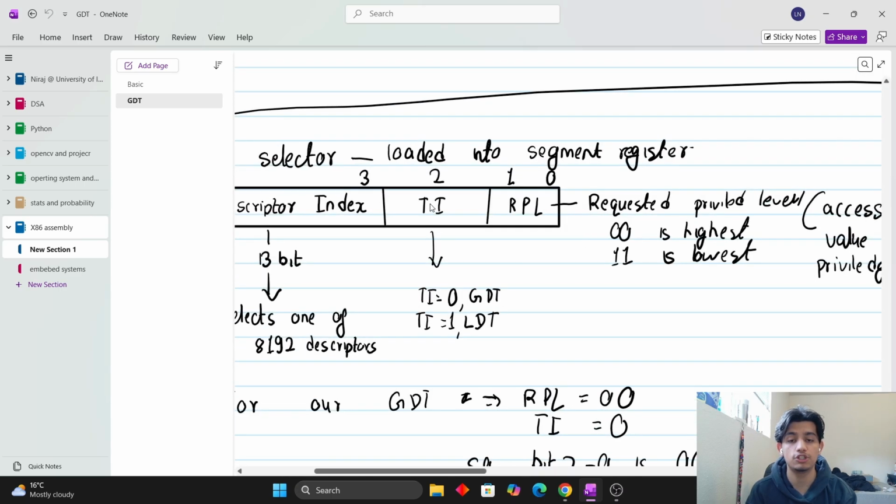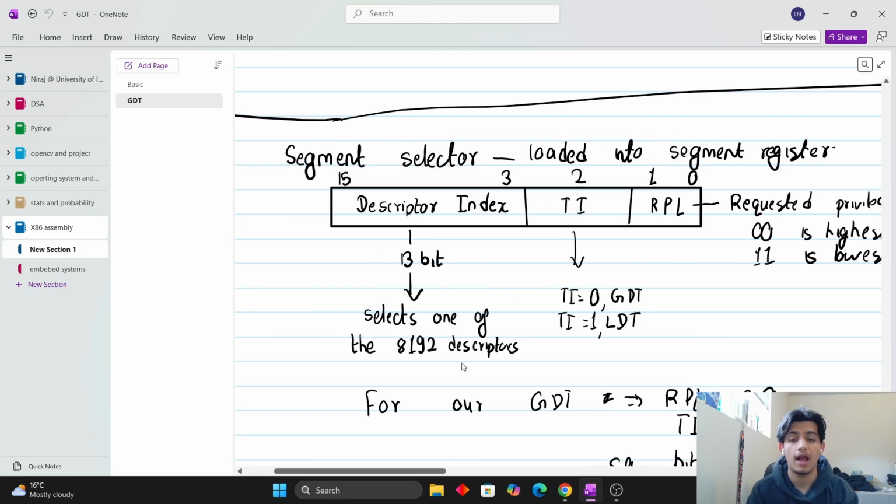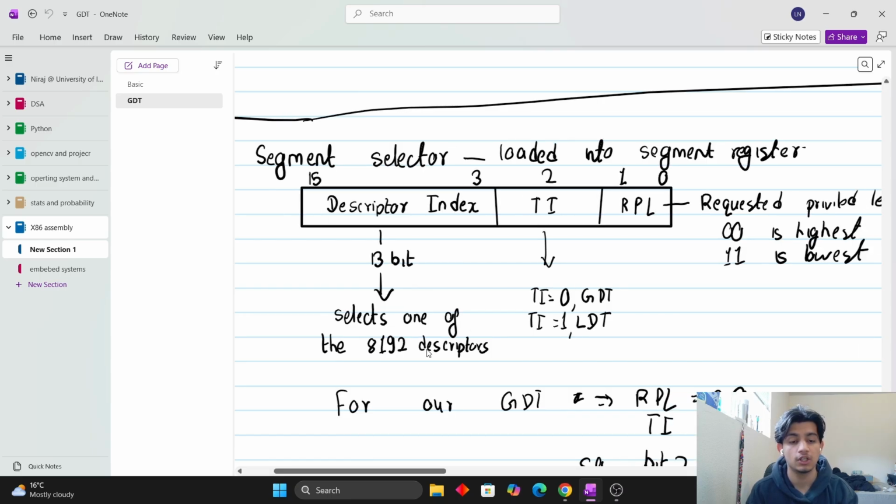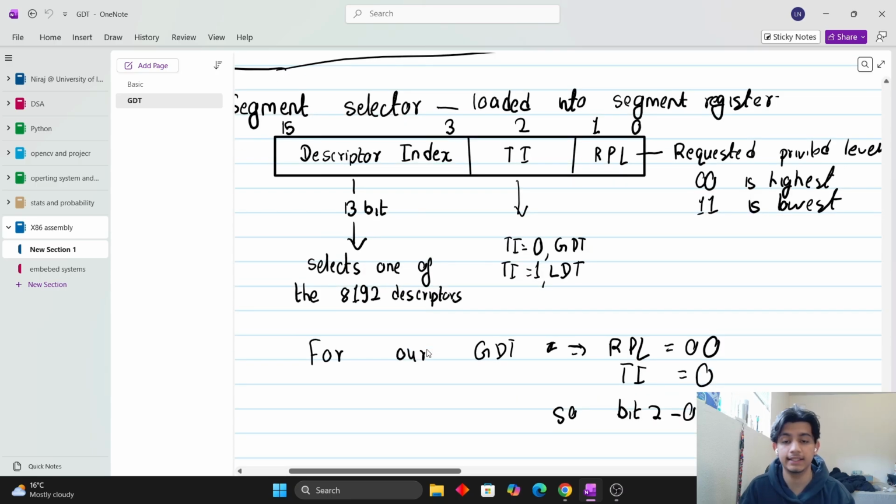And bit 2 is the table index. If the table index equals 0, that means we are looking at the global descriptor table. And if the table index equals 1, we are looking at the local descriptor table. And the rest is 13 bits, and 2 to the power of 13 is 8192. So in total we can have 8192 descriptors. So that is it.